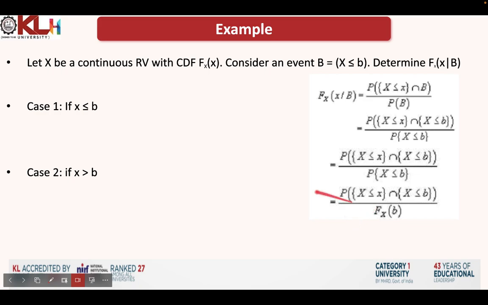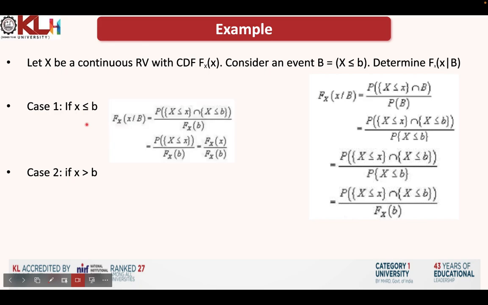From here we consider two cases: when x is less than b and when x is greater than b. When small x is less than or equal to small b, the numerator reduces to the probability of random variable x less than or equal to x, because x is smaller than b, so when you consider both of them together, only this is true. So the probability of random variable x taking a value less than or equal to small x is the CDF of x at x by definition.